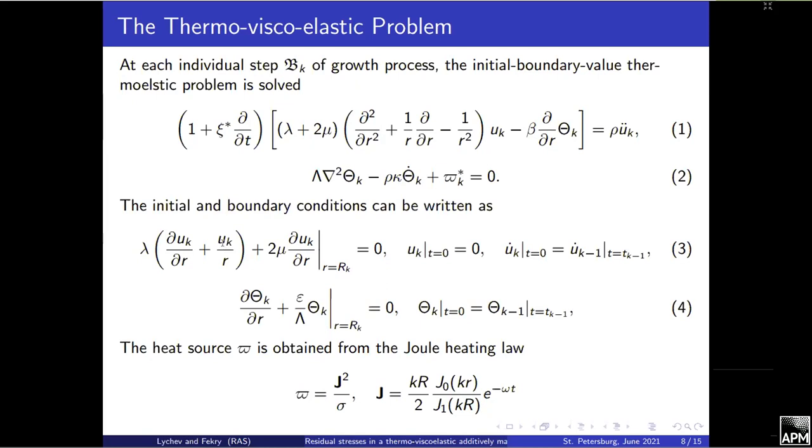This equation is just the initial and boundary condition for this problem. We suppose that the stresses on the boundary equal zero at each domain for each step. Here, this part is just the heat source. It comes from the Joule heating law. So, like we said, we will heat the growing body by alternating current. We can use this expression to find the amount of heating.